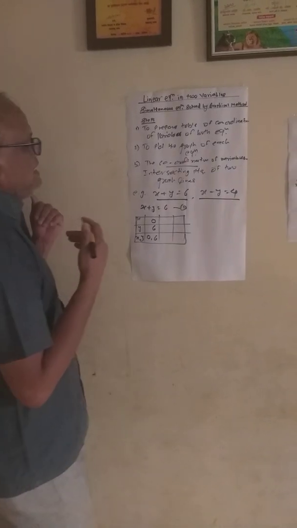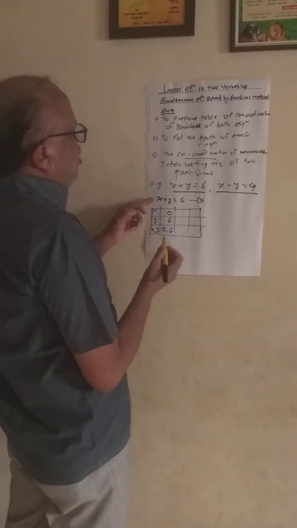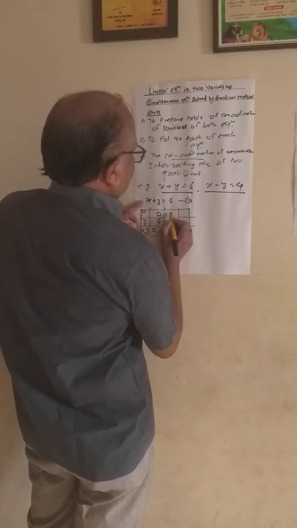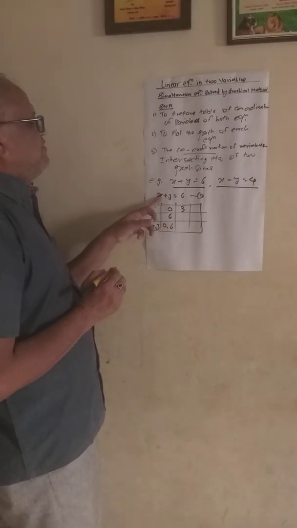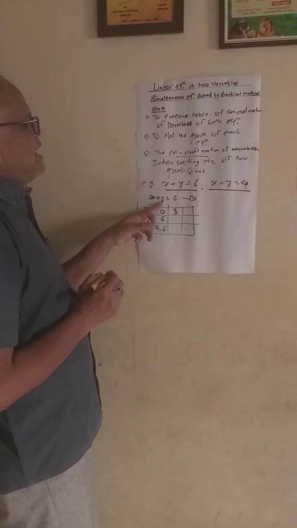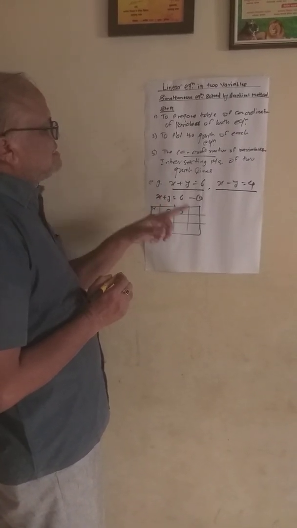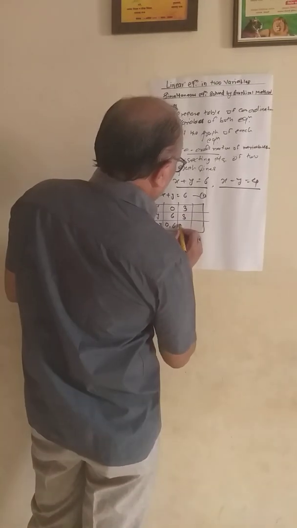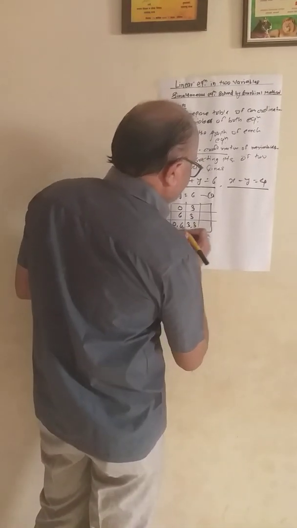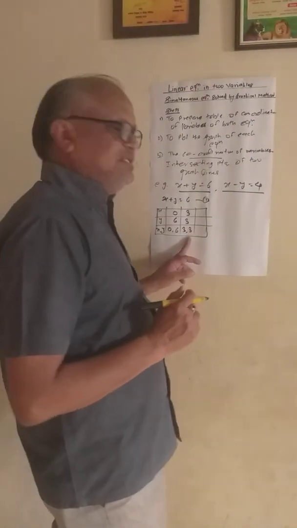Now find the next pair. We take the value of x as 3. Put this value in the first equation: 3 plus y is equal to 6. Therefore y is equal to 6 minus 3, so y is equal to 3. So the second pair of coordinates is 3 and 3, meaning the x coordinate is 3 and the y coordinate is also 3.